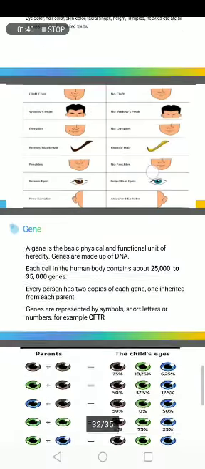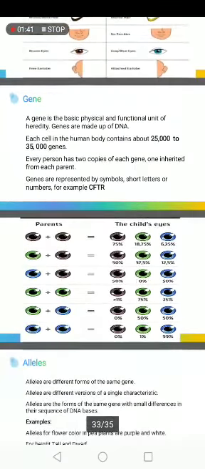inherited traits. Gene. A gene is the basic physical and functional unit of heredity. Genes are made up of DNA. Each cell in a human body contains about 25,000 to 35,000 genes. Genes carry the information that determines your traits that are passed or inherited onto you from your parents.